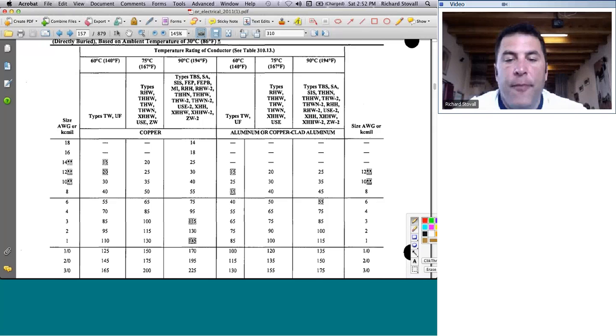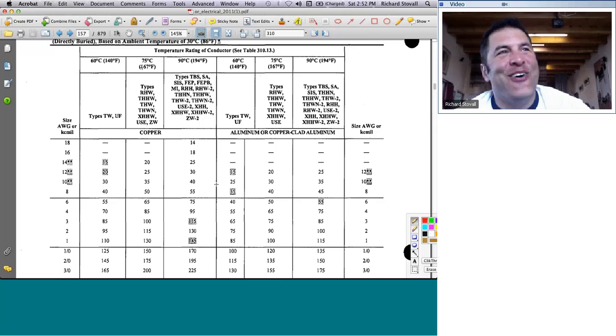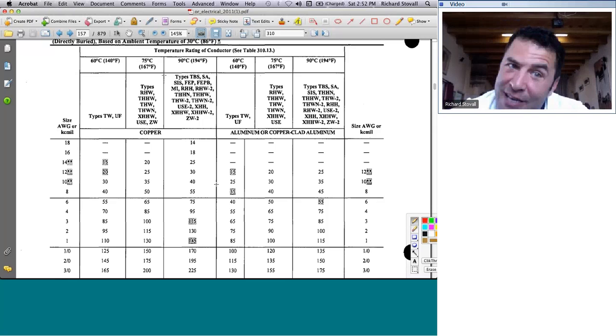at 40 amps. Okay. However, all terminals in the electrical world are either 75 or 60. Actually, I don't want to make that blanket statement because I don't know for sure, but they're usually 75 or 60. I don't know of any that have been rated for 90 degrees. So when considering ampacity of the conductor, we need to typically choose from the 75 degrees Celsius column.